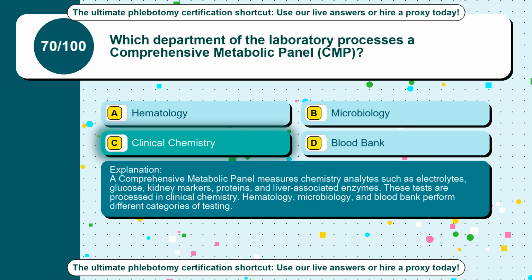A comprehensive metabolic panel measures chemistry analytes such as electrolytes, glucose, kidney markers, proteins, and liver-associated enzymes. These tests are processed in clinical chemistry. Hematology, microbiology, and blood bank perform different categories of testing.